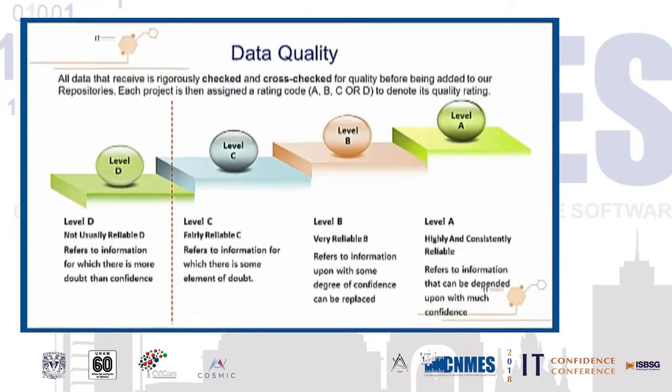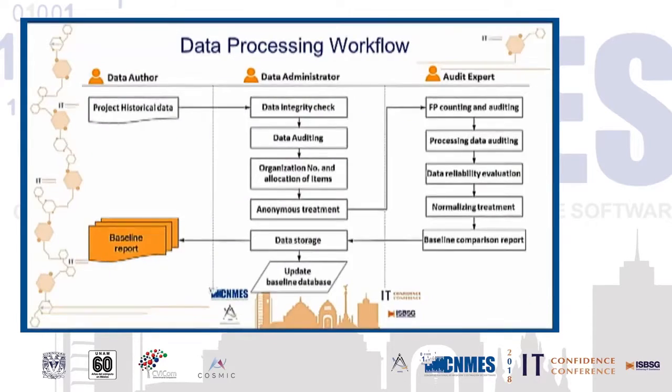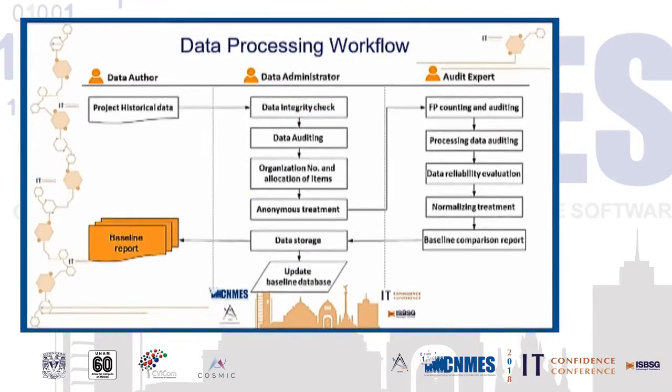And we classify the data. We have a rigorous check and cross-check for quality before adding to our repository. Each project is then assigned a rank from A to D. We select level A and level C data for our repository. And this is our data processing workflow.